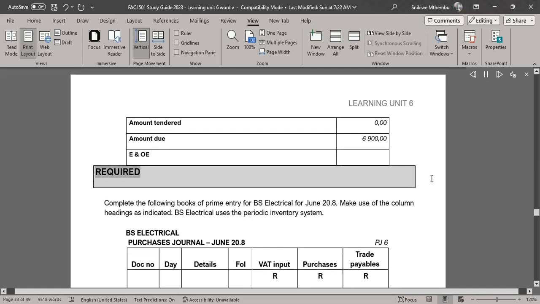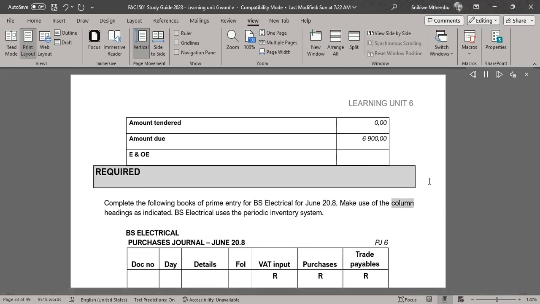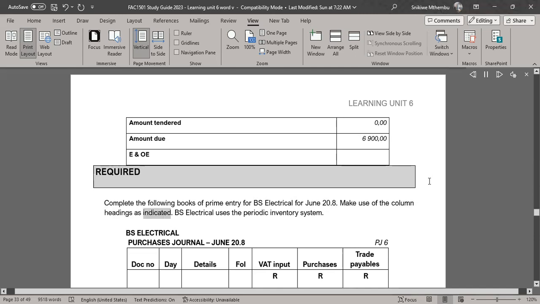Required. Complete the following books of prime entry for BS Electrical for June 20.8. Make use of the column headings as indicated. BS Electrical uses the periodic inventory system.